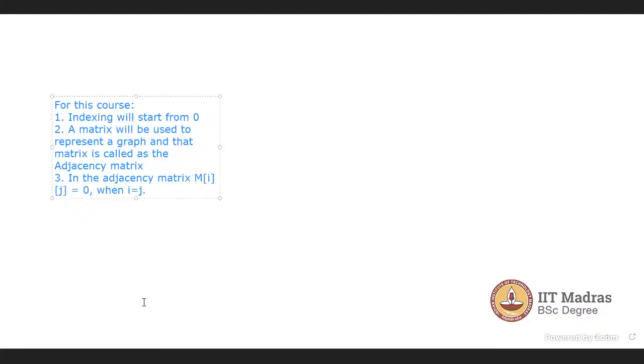Okay, am I allowed to speak now? Yes, sir, of course. So there is some convention which we have taken, which you have to follow to solve the questions. There are many reasons why M[i][j] equals 0 if i equals j, and the question is why. That could be explained in other ways, but for starting, I want you to just say that this is a convention.